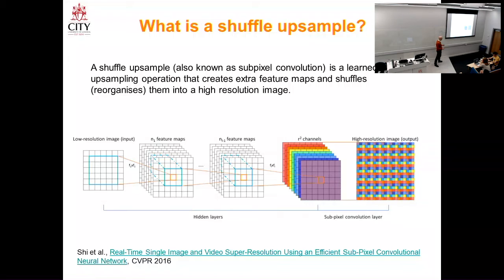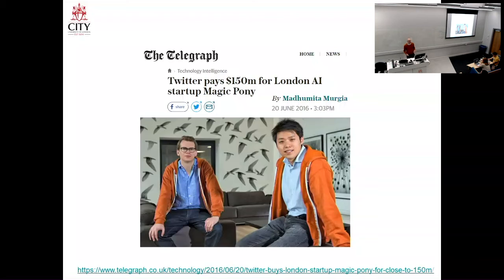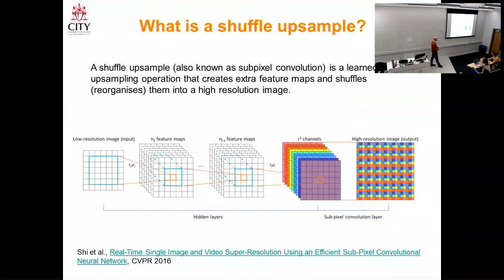And this was a very interesting paper when it came out. It was by these people, Shi et al. They're actually from a company called Magic Pony. And I don't know if anybody remembers this. It's not too long ago. These guys were at Imperial College London, and they sold their company for $150 million to Twitter. Okay? So now Twitter owns Magic Pony. And their key technology was a way to upsample images.